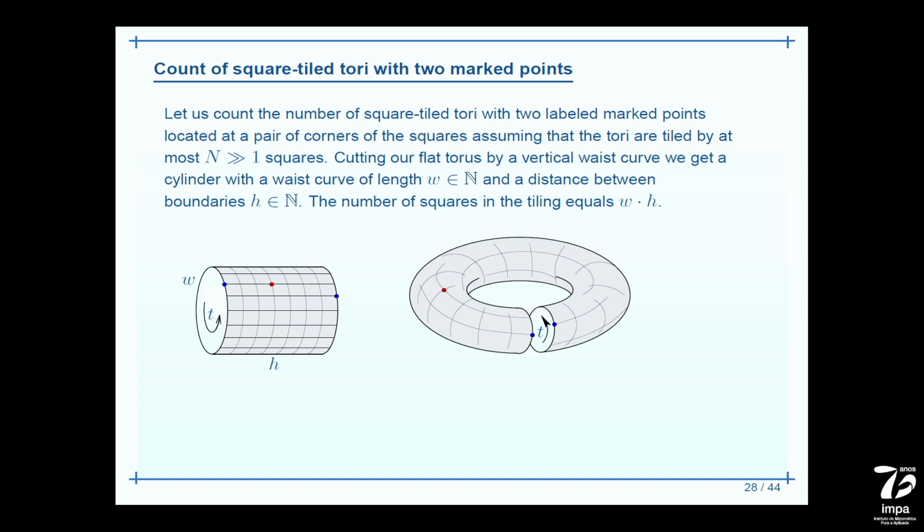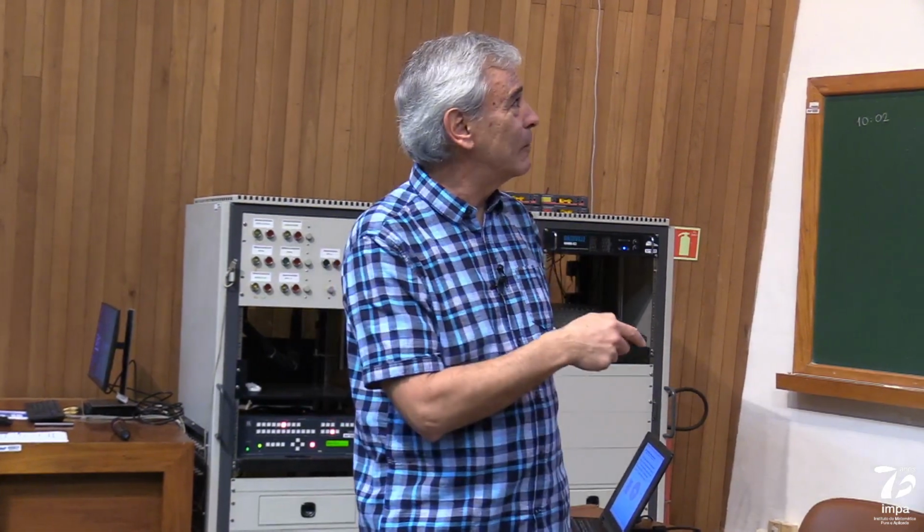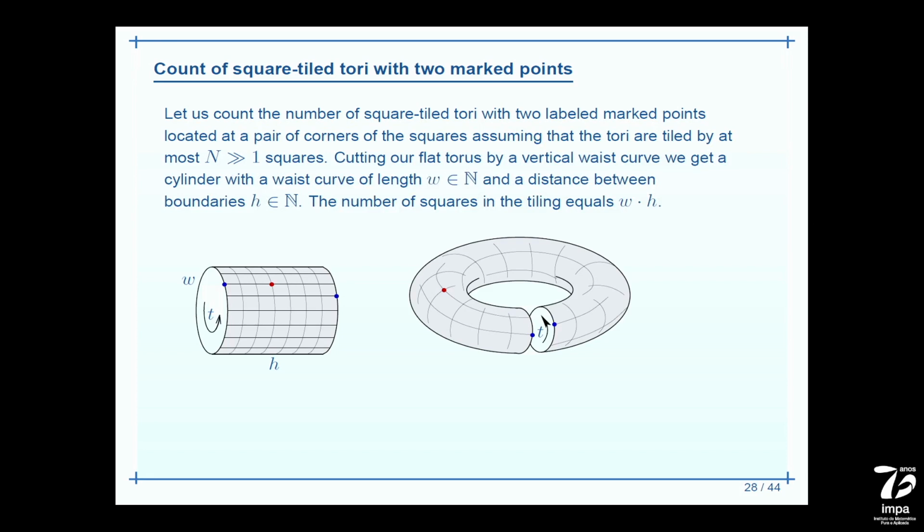I count square-tiled tori like this, tiled with at most n squares. And I count asymptotics. So we have this perimeter of the cylinder. We have the height, this distance between boundary components. We have an integer twist, which we use to glue boundary components. And this integer twist varies from 0 to w, because when it's more than w, I can apply a twist and untwist it to have this twist parameter between 0 and w.